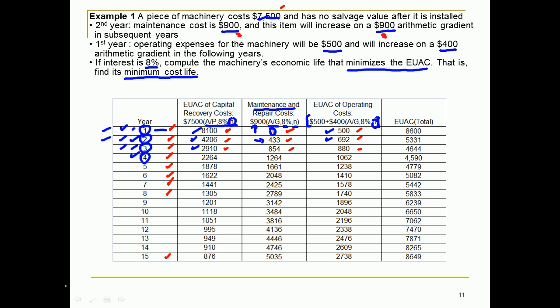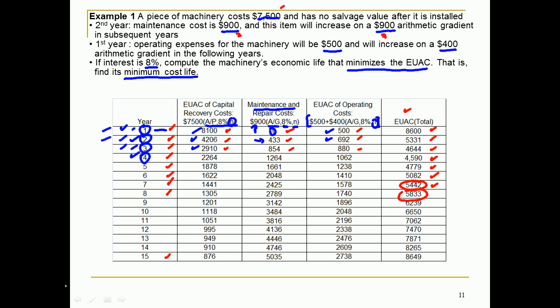So having this information, now you can compute the equivalent uniform annual cost total, which is your last column, and you can see how those totals change throughout the years. So for 7 years, which is this case, our equivalent uniform annual cost for 7 years will be $5,442. But that will be different for 8 years. That amount will be a little bit higher. And you see how those totals change according to the number of years you use for your analysis.